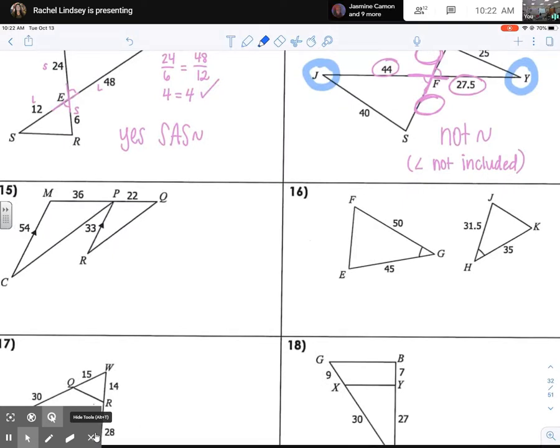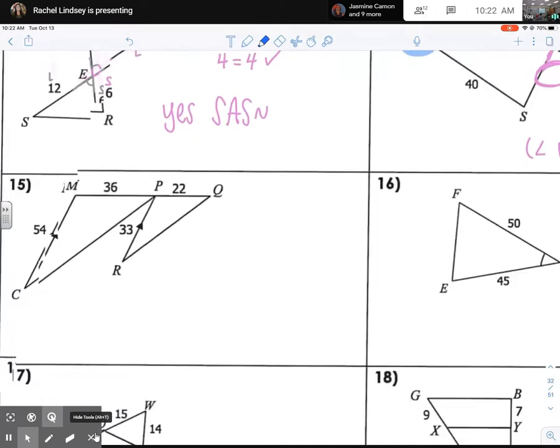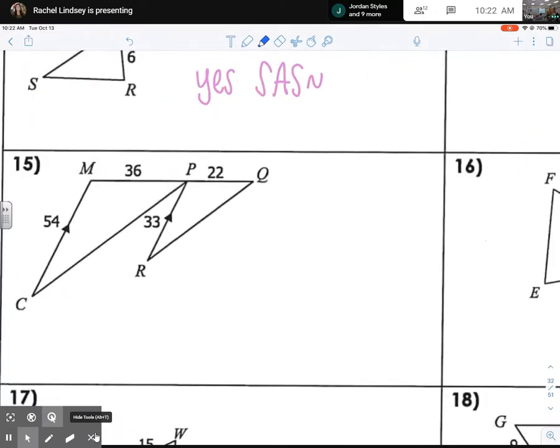Okay, so on number 15, I have that set of parallel lines. So I know that M and P are congruent because of what kind of angle pair? Alternate. No, corresponding angles. So now I need the two sides that connect that angle. So 54 and 36, that's my small, that's my large. And then 22 and 33, that's my small, that's my large.